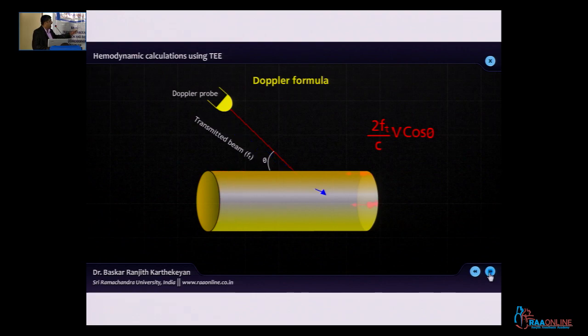And what angle the probe hits the blood vessel, this is called the incident angle. This angle is very important in the measurement. I will explain about the importance of the incident angle later.